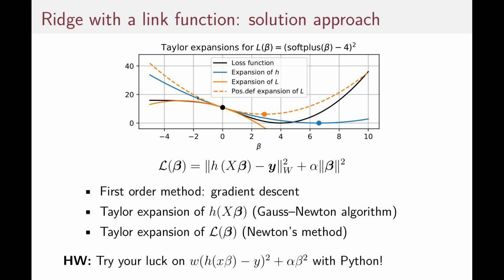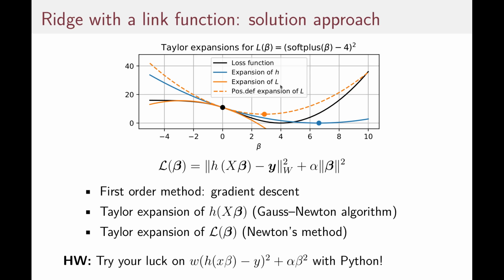So we have this loss function in black. We're at this point 0. That's our starting point. If we do an expansion of the inverse link function h and we minimize it, we would move here to approximately 7, a bit below 7. Then we would expand again and hopefully move to the left, and it will converge towards 4.